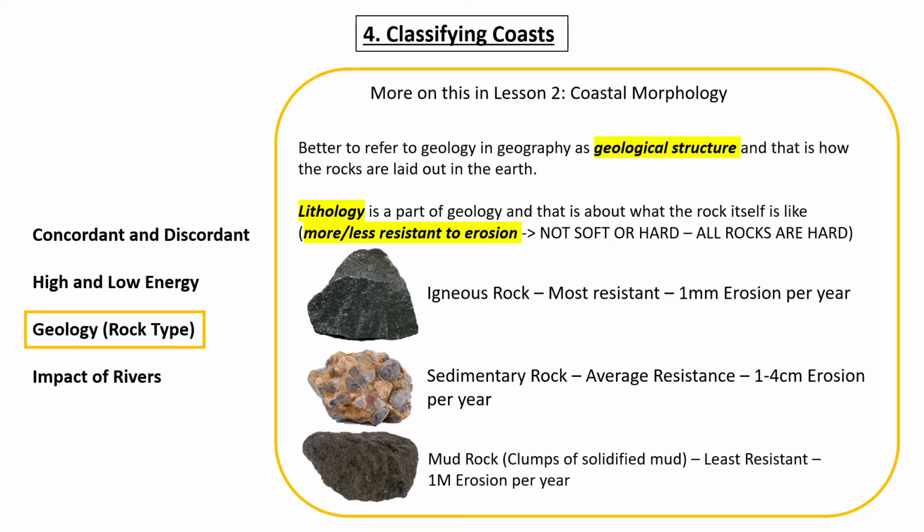This is 1 millimeter of erosion per year, give or take. The sedimentary rock is all different sorts of rocks and shells all clumped together. This is an average sort of resistance, give or take, depending on where you're looking. So you've got 1 to 4 centimeters this time of erosion per year. And then you've got mud rock, which isn't technically a rock, it is just clumps of solidified mud. And this is the least resistant. This is 1 meter of erosion per year, depending on how exposed it is to that erosion.